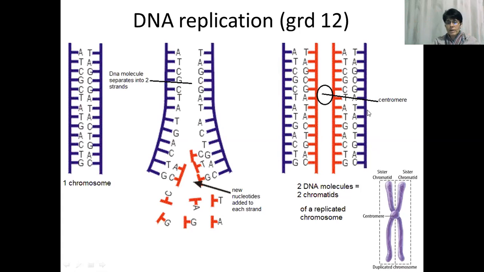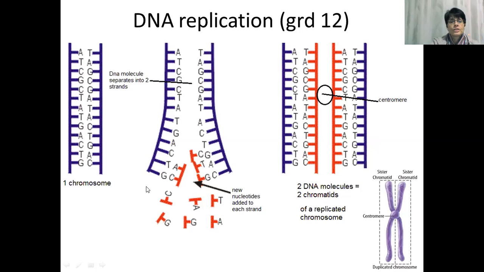And there they are, still joined by the centromere. The two DNA molecules are still joined by a centromere. That was a chromosome, which has now become a replicated chromosome, and each of those DNA molecules is called a chromatid. Sister chromatids, in fact.